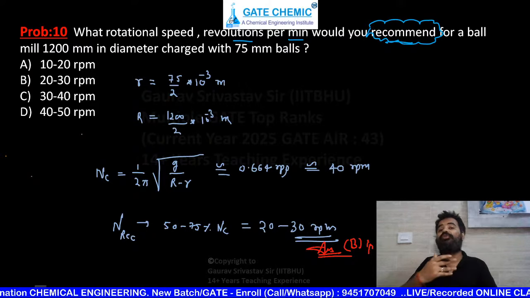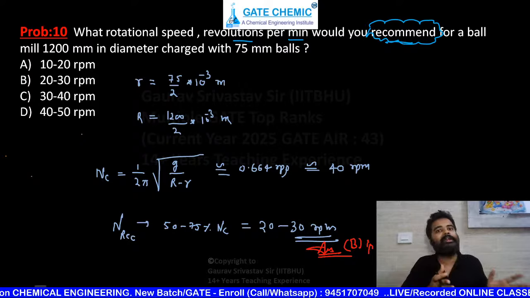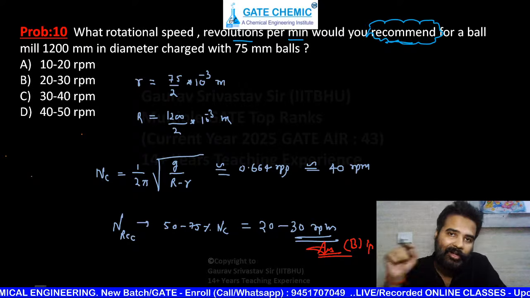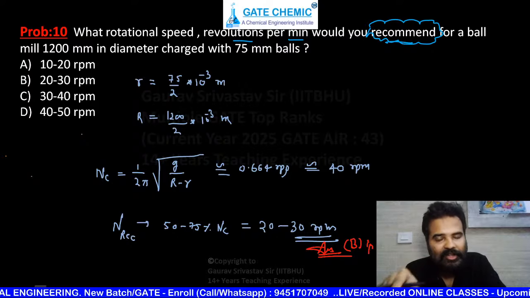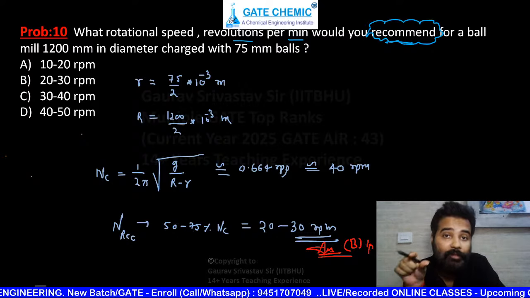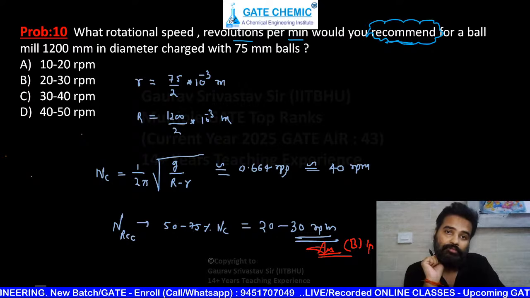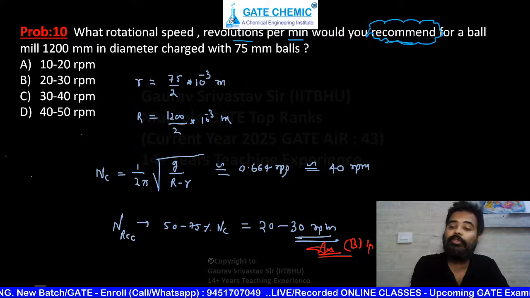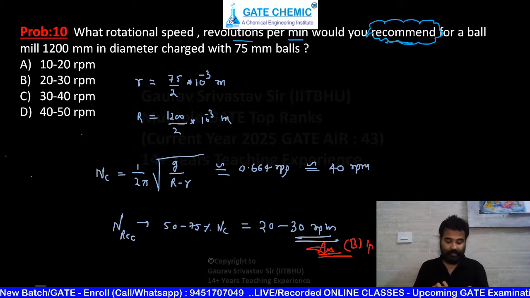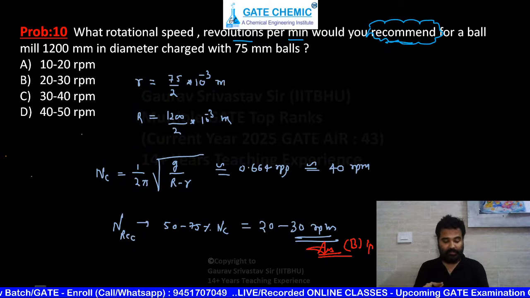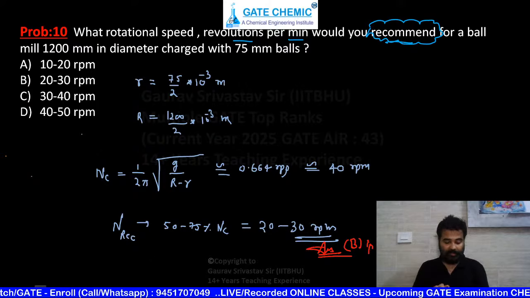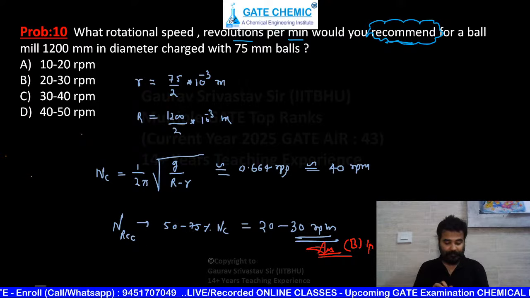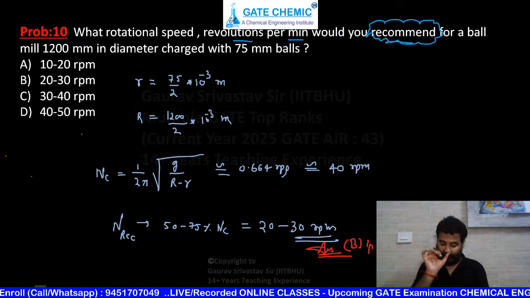So the recommendation is operating speed. Please do it at 50 to 70%. So in this problem, first you have to calculate critical speed. Then 50 to 70% of that critical speed will be your recommended value. Are you getting it, beta? Please tell me one more time. Crystal clear, sir. Please write one more time in the comment section, beta. Is it crystal clear to all of you, beta? No doubts, all clear.